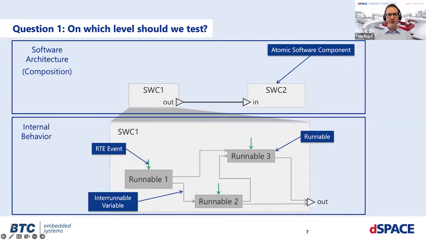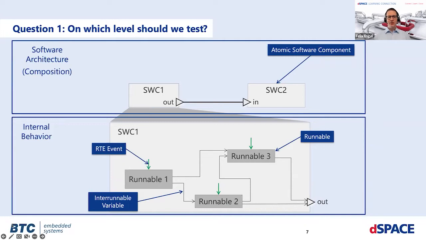And then further down, inside each software component, you also get an internal behavior which usually consists of runnables, and those runnables communicate via, ideally, inter-runnable variables. So the inter-runnable variable is one important type in AUTOSAR.